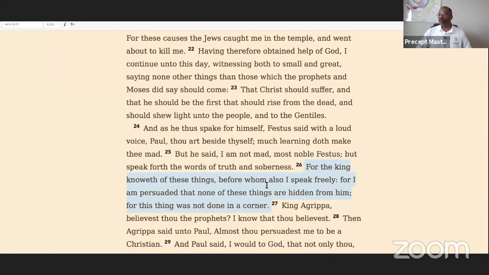And he says, "The king knoweth of these things, before whom also I speak freely, for I am persuaded that none of these things are hidden from him; for this thing was not done in a corner." As he said, it wasn't hidden from him. It was spoken of very openly. Where? In the area where he was king over the Jews. He was over that whole province. So if he's over that province, he knows the customs and what was going on.